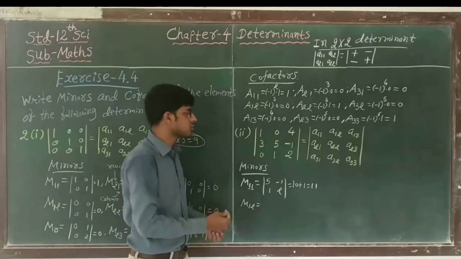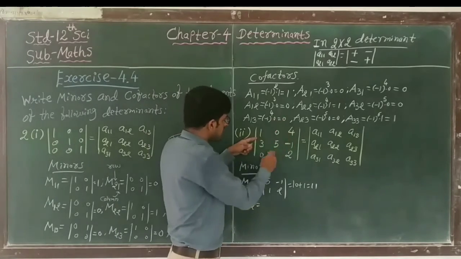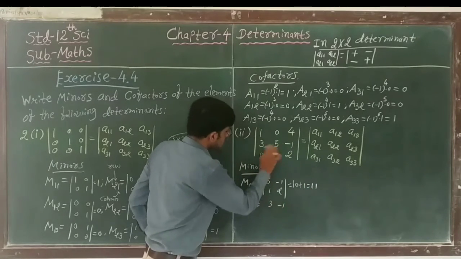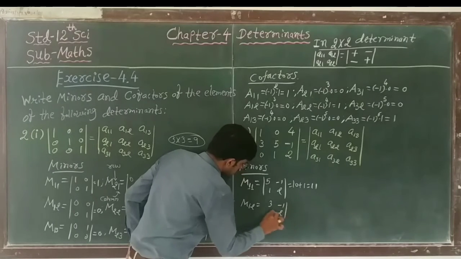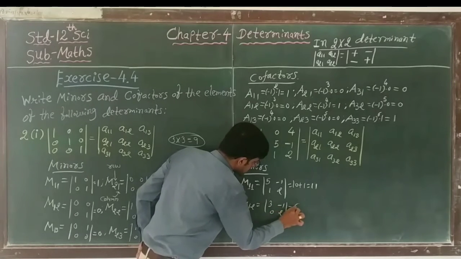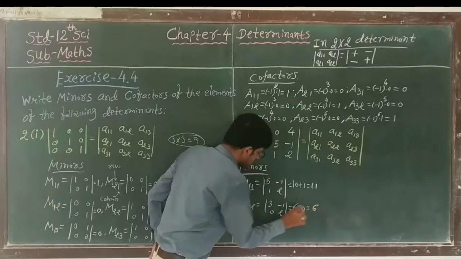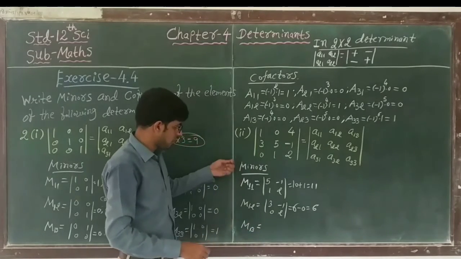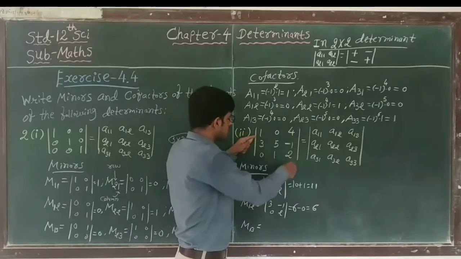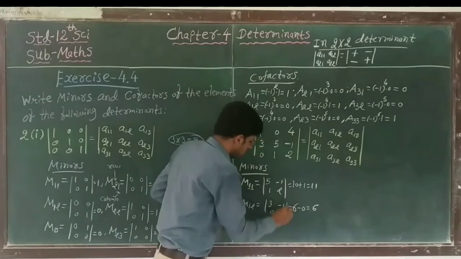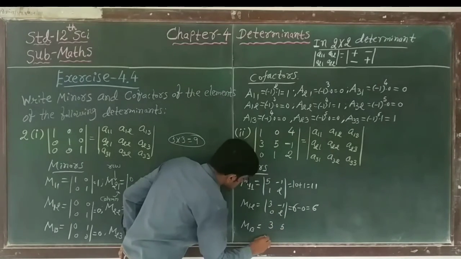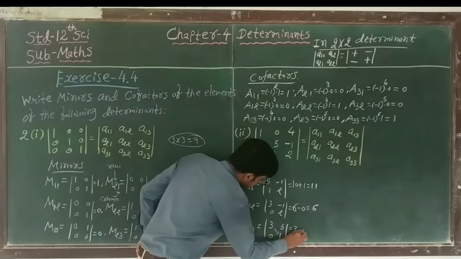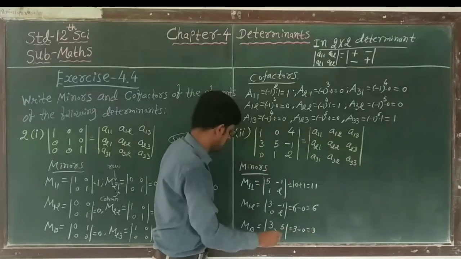Next M12. So we have to remove first row, second column. First row, second column. So it gives 3 minus 1, 0, 2. So it gives 3 2s are 6 minus 0. It gives 6. M13. So we have to remove first row, third column. It gives 3 5, 0 1. So 3 1s are 3 minus 0, which is equal to 3.